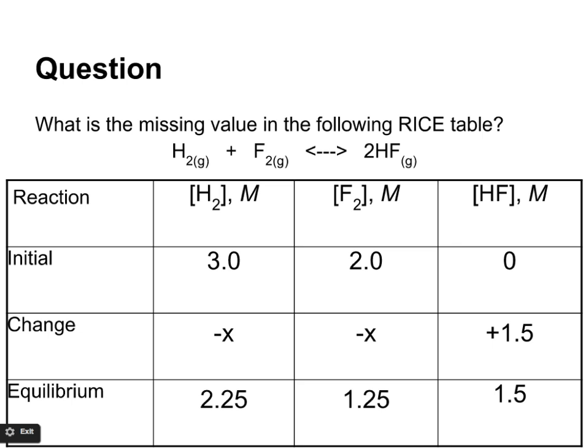Okay, your question for this section. What is the missing value in the following Rice table? So basically, what is x in this Rice table?